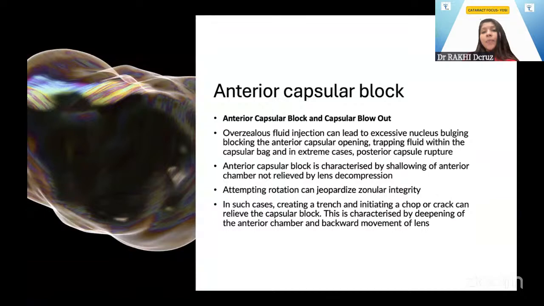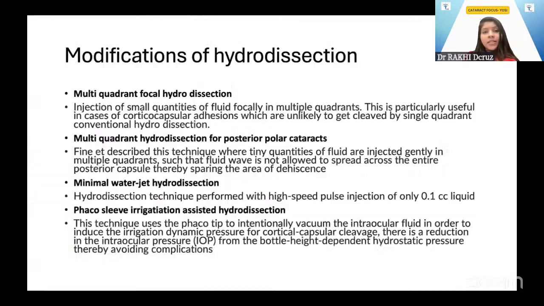Coming to anterior capsular block, this happens with overzealous fluid injection and capsular block. I think the next speaker is going to detail this, so I'll just skip it.